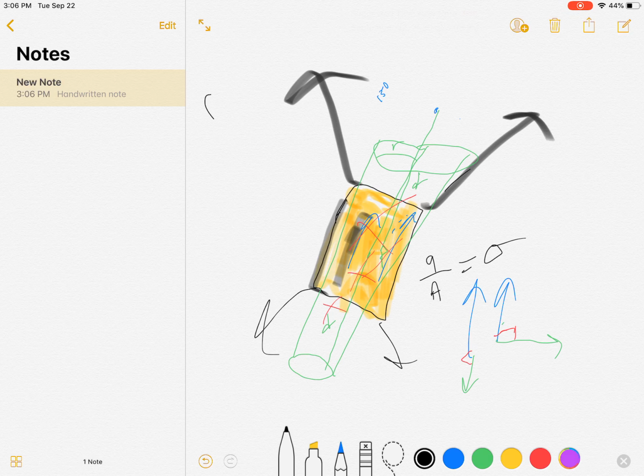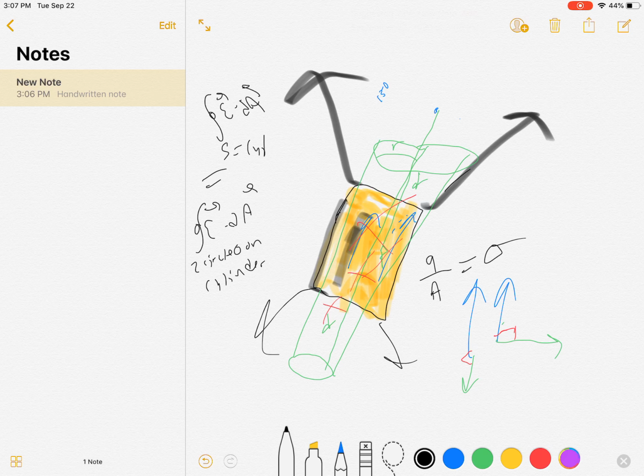And I'm going to write this down. The integral of E dot dA is what we're trying to find right now. And we're saying that if we're finding this over the surface, this is equivalent to the surface integral of E dot dA over the two circles on the cylinder.